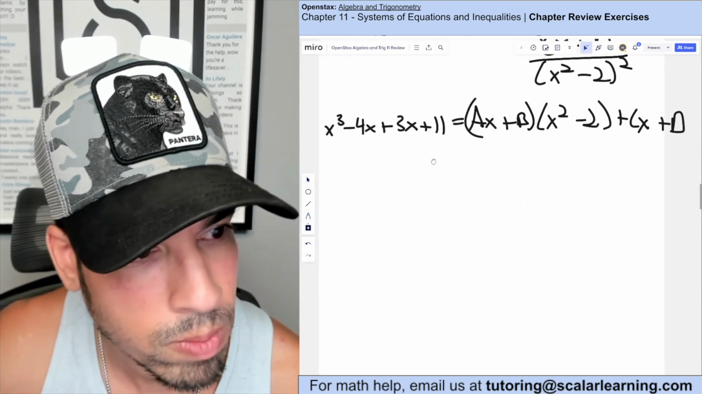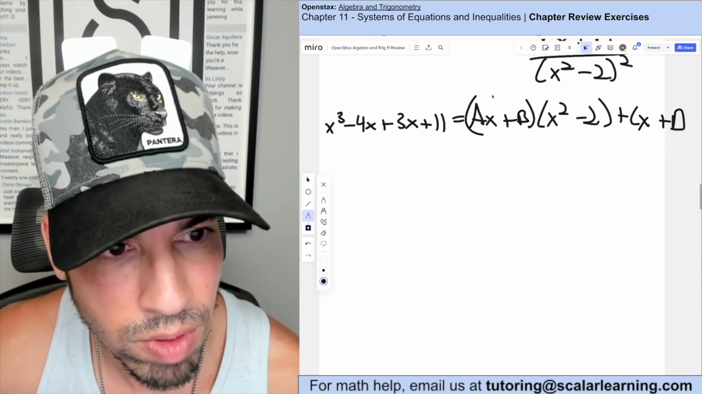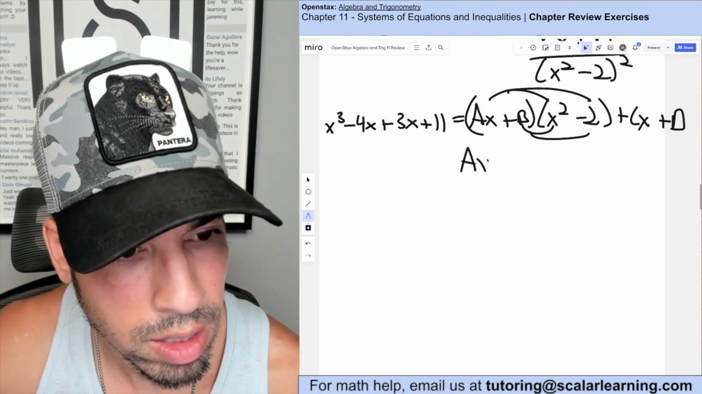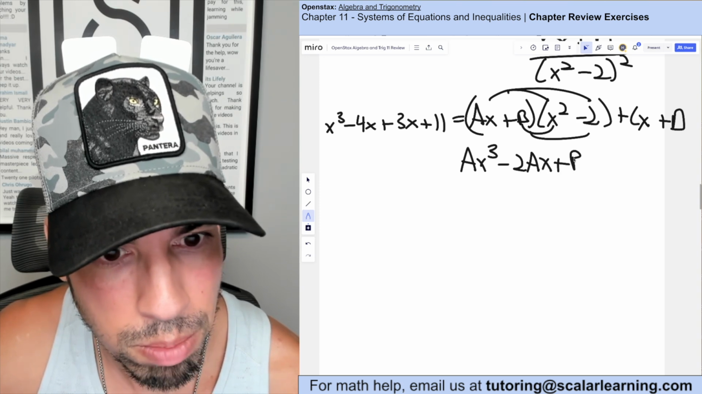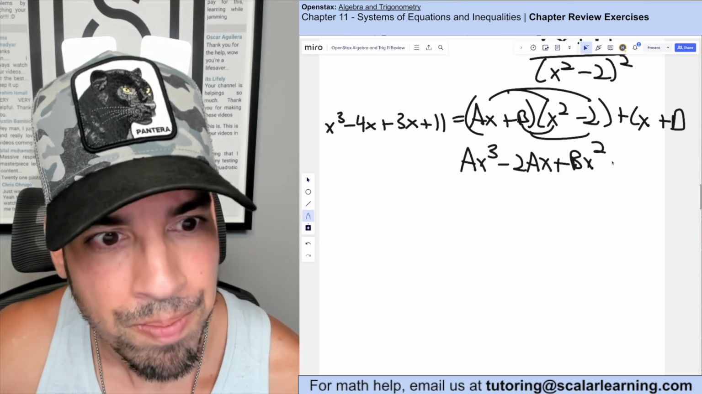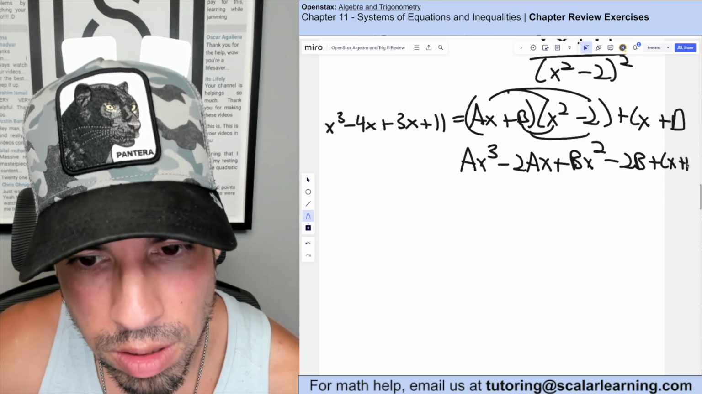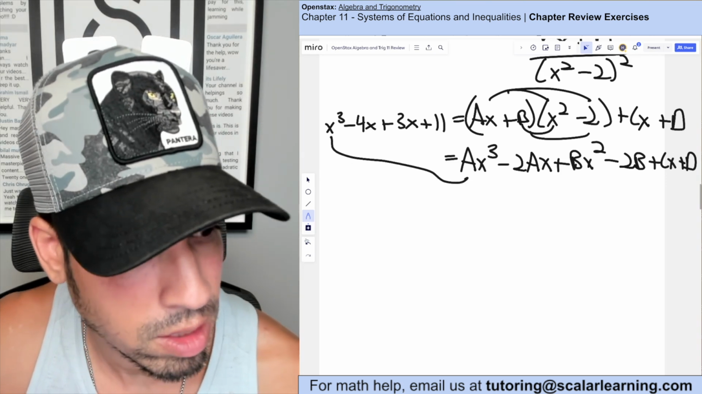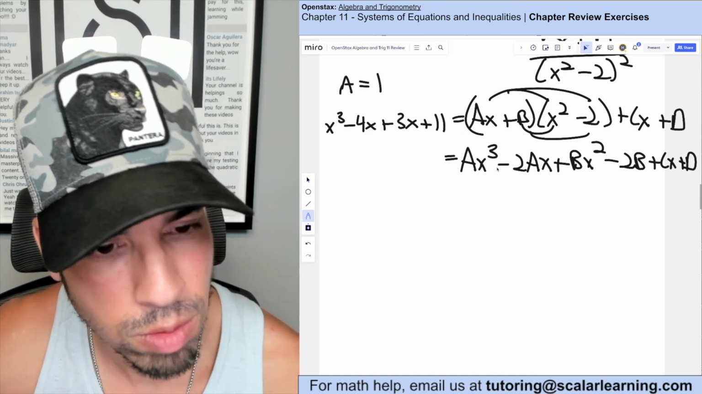Okay, now we got our equation. Let's make some more room. We got a lot of work to do. Now we're going to FOIL this out to simplify. So we go boom, boom, boom, boom. And we got ax cubed minus 2ax plus bx squared minus 2b, and then we got plus cx plus d. So since I've only got one x cubed term, I can see that these must match up, which means a must equal 1. Okay, so that's pretty cool.